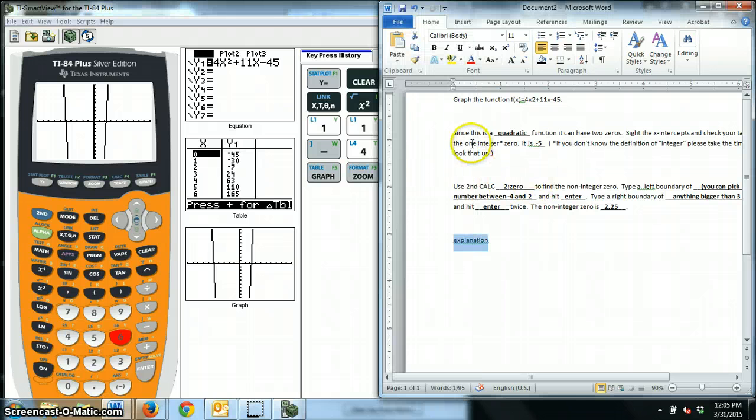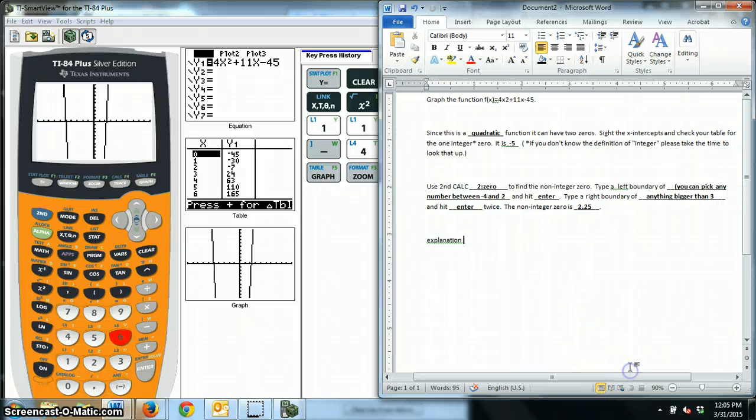And then it says, since this is a blank, well, this is a quadratic. I saw some people say squared function. Remember, second degree stuff is quadratic. The function can have 2 zeros. Cite the x-intercepts and check your table for one integer 0. It is blank. So look over here.